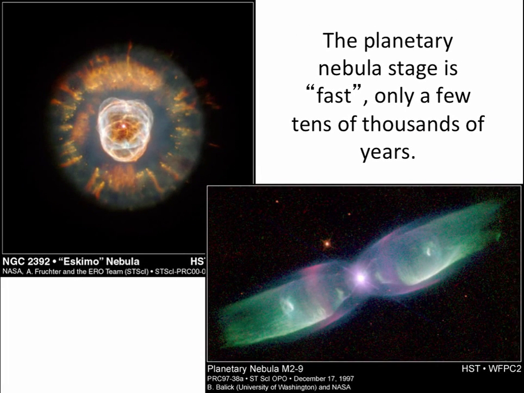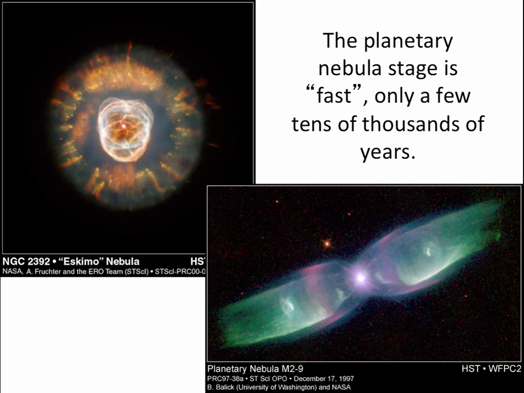A planetary nebula doesn't last very long, at least not in astronomical terms. It only lasts a few tens of thousands of years, if that, maybe just 10,000 years. And then the gas that used to be on the star drifts far enough into space that it cools off, it becomes transparent, and it rejoins the interstellar medium where it can be recycled into more stars.